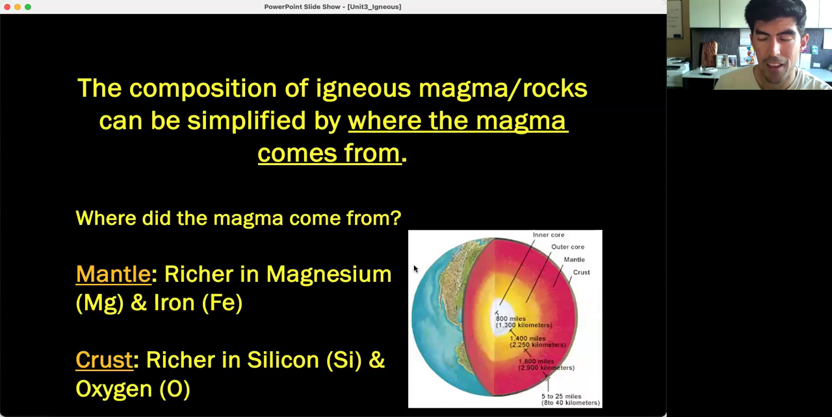So, as a little bit of a hint or just a cheat, when we think about the composition of igneous magmas or rocks, what we really need to remember is, or ask ourselves, is where did the magma come from? And we've talked about this already in our prior units on plate tectonics and minerals. When magma originates from the mantle, it is richer in magnesium and iron. And so we want to carry that piece of information forward with us when we think about igneous magma and rocks.